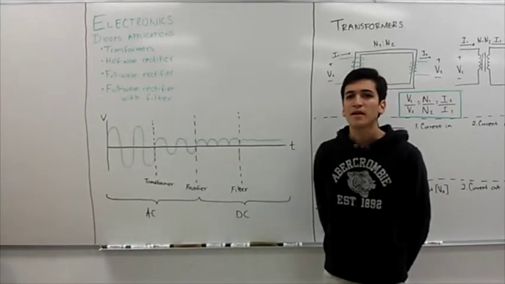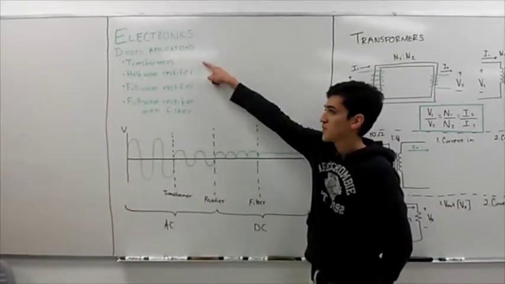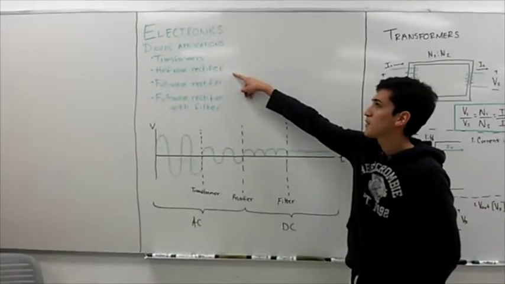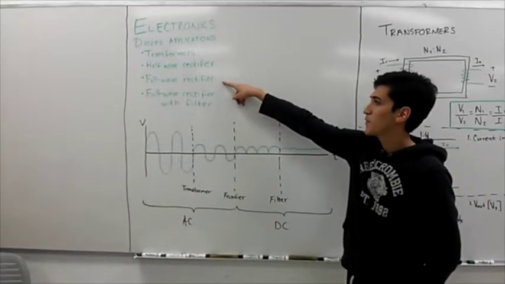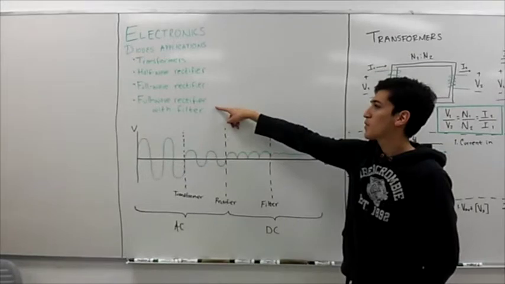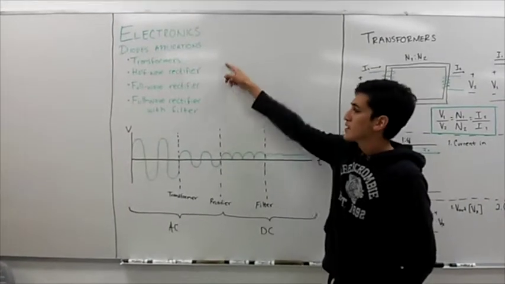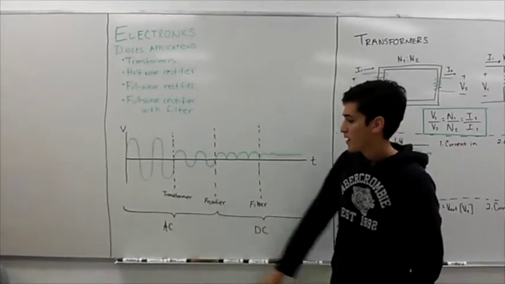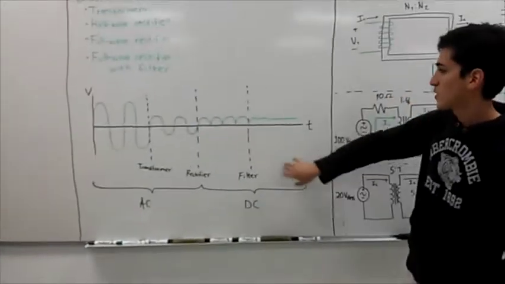This tutorial will be divided in 4 parts. The first part is transformers, second, half-wave rectifier, third part, full-wave rectifier, and fourth part, full-wave rectifier with a filter. These diode applications are used to transform an alternating current to a direct current.